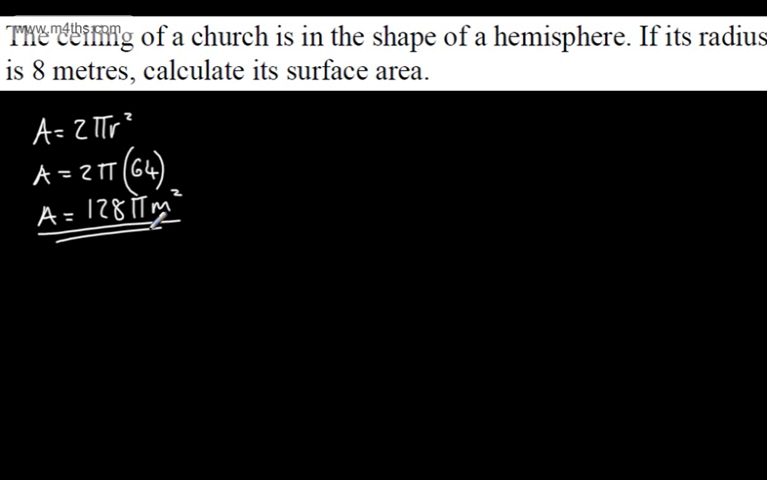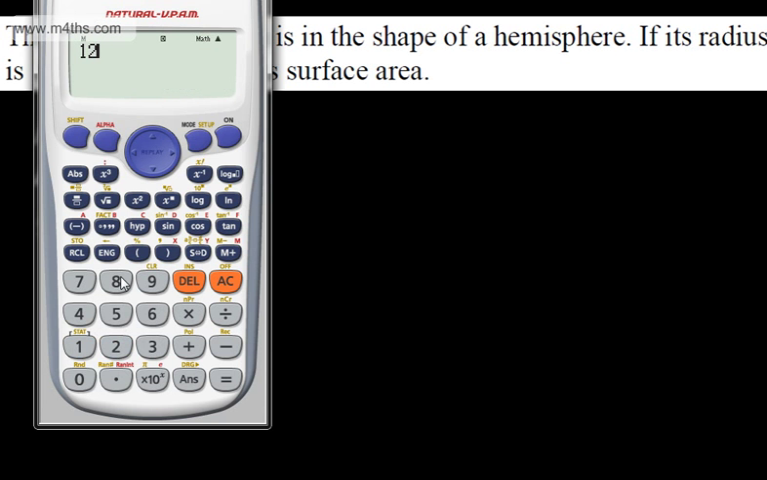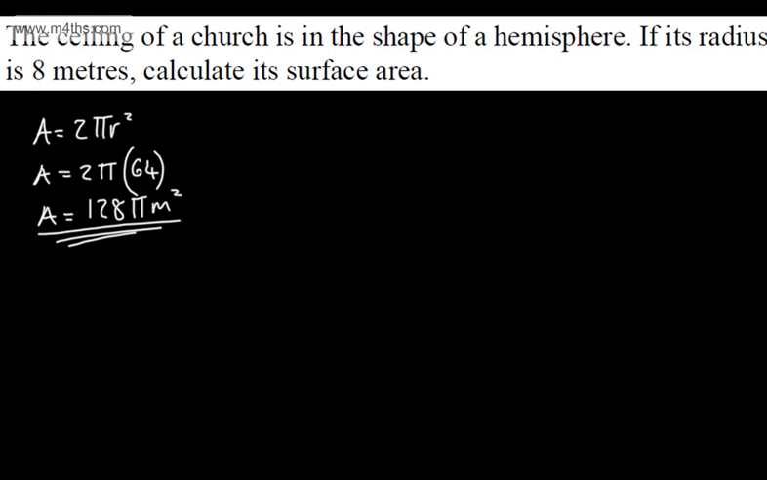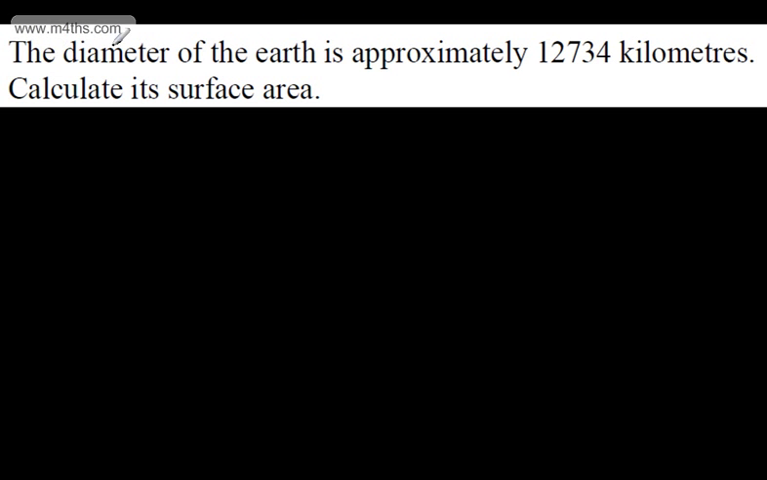So if this was on a non-calculator question, you might leave that answer in terms of pi. 128, and then we'll have pi, and we can give that answer now as 402. So the area is equal to 402 metres squared, and that's correct to 3 significant figures. So nice and straightforward. Even if it's a bit wordy, just think now, what have we got and how can we use the formula?